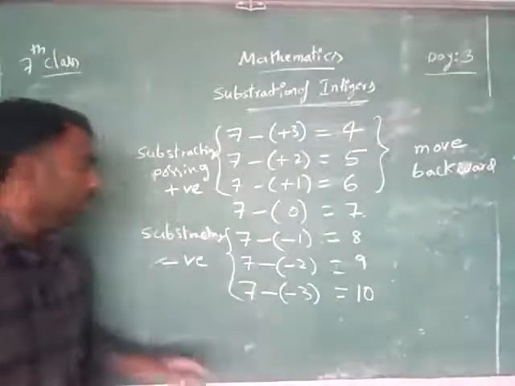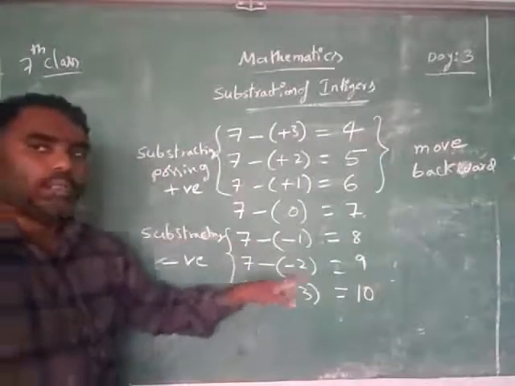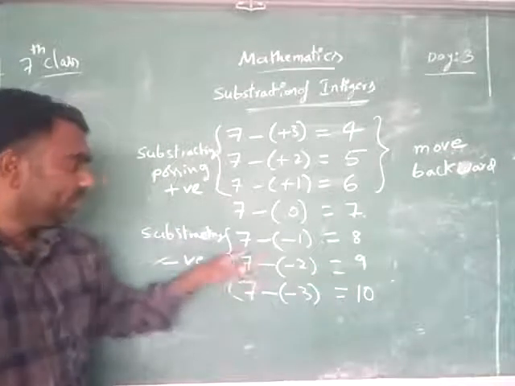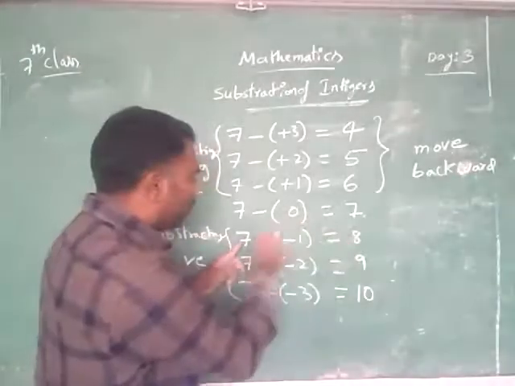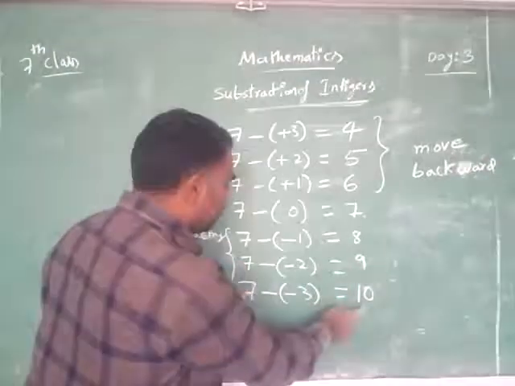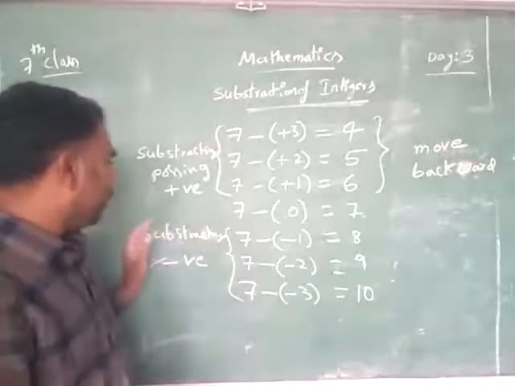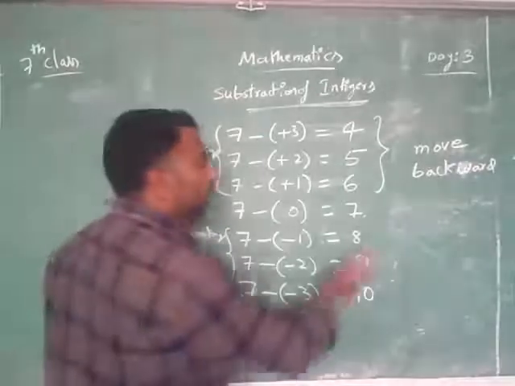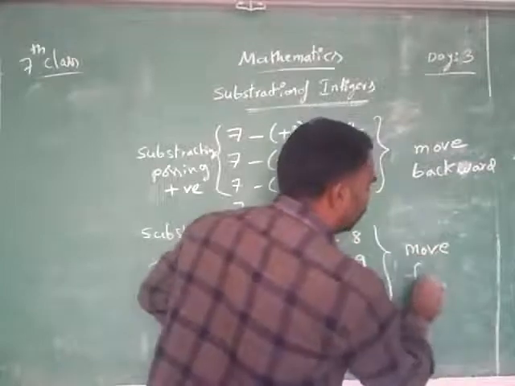And observe here, when we are subtracting negative numbers, what answers are we getting? Try to understand here. Big answers we are getting. 7 minus minus 1 is 8. Answer 8 is more than 7. Answer 9 is more than 7. Answer 10 is more than 7. So what are you trying to understand here? When we are subtracting negative numbers, we need to get big answers, so we need to move forward.